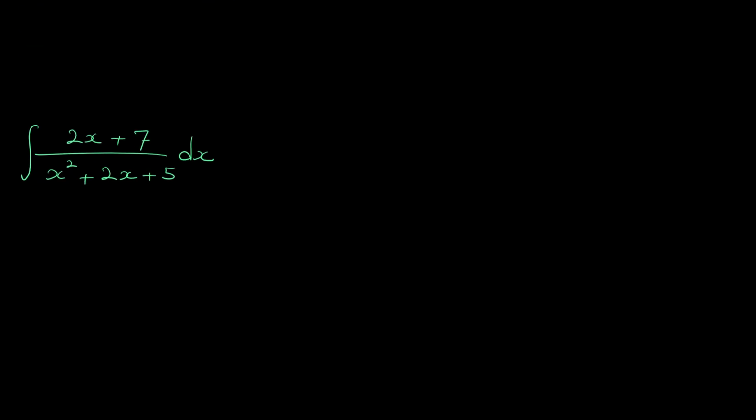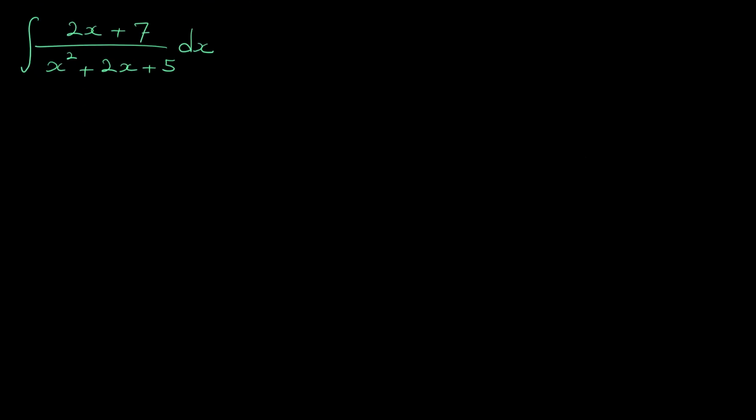Let's see another example. Here we have the integral of (2x plus 7) over (x to the 2 plus 2x plus 5). This is different from previous questions because we have an expression in the numerator, 2x plus 7, and part of the numerator is the derivative of the denominator. So please pay attention. If we choose the denominator as u, the derivative is exactly in the numerator.